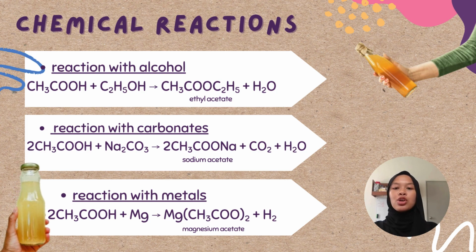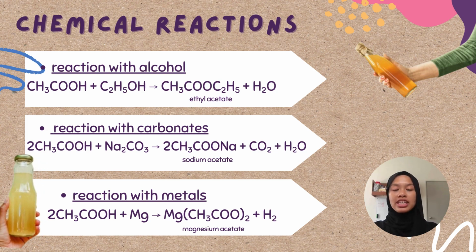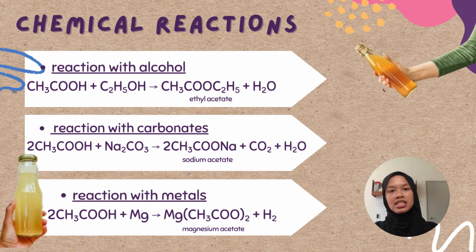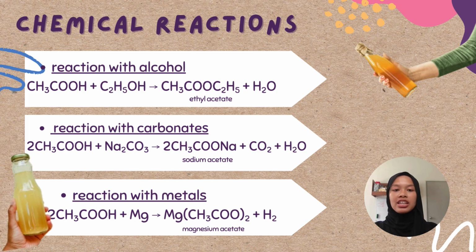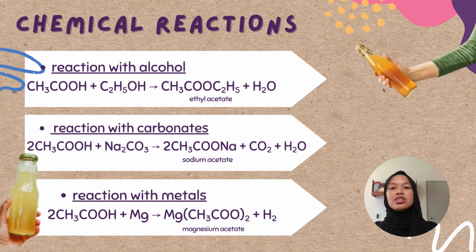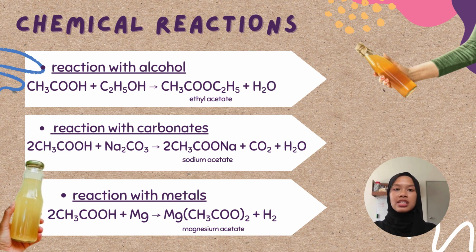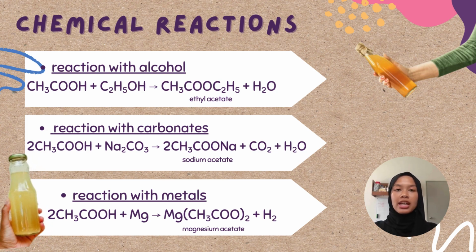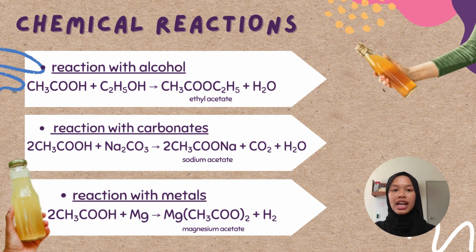And lastly, we have the reaction of acetic acid with metal. Some metals such as magnesium, zinc, and iron undergo corrosion when exposed to acetic acid. This reaction will produce metal acetate. For example, acetic acid reacts with magnesium to produce magnesium acetate and also hydrogen gas.